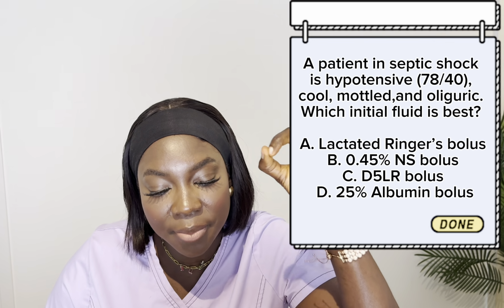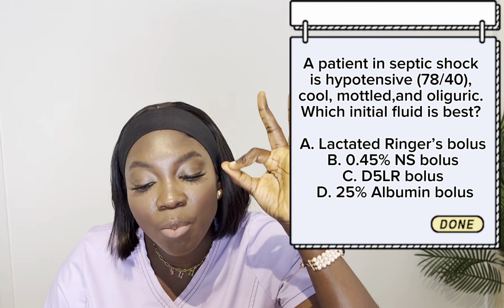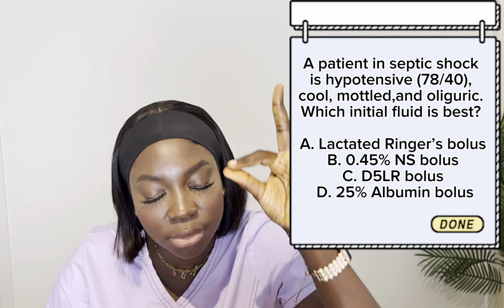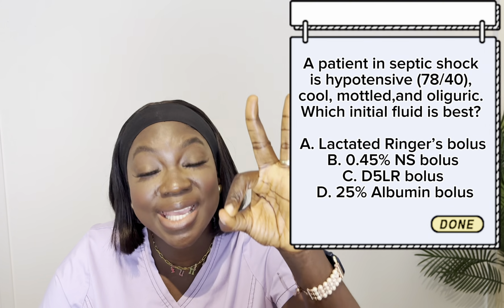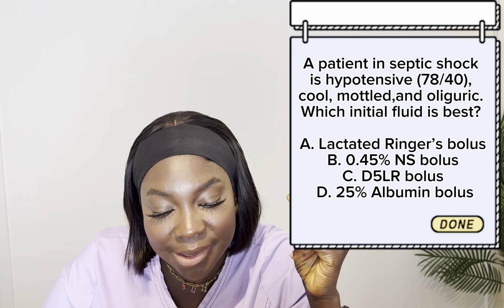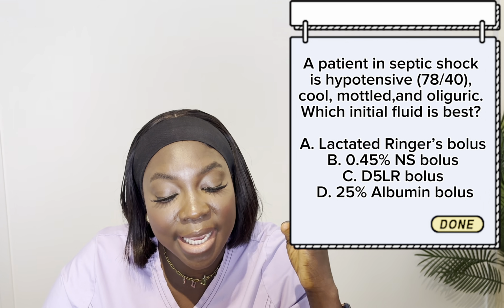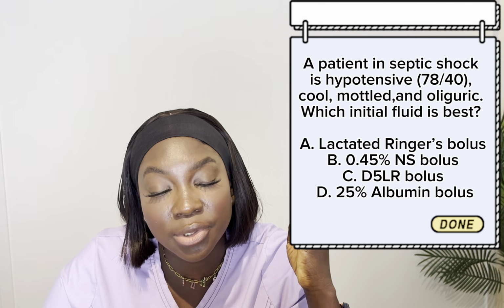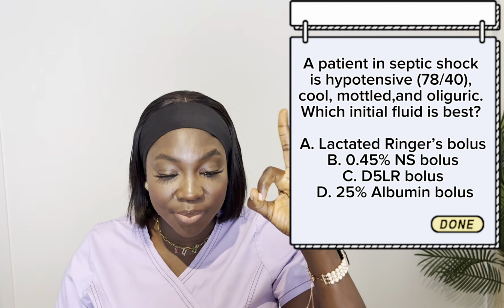A patient in septic shock is hypotensive, 78/40, cold-clammy and oliguric. Which initial fluid is best? A, lactated Ringer's bolus. B, 0.45 normal saline bolus. C, D5LR bolus. And D, 25% albumin bolus. Now the right answer is A, lactated Ringer's bolus. Now let me explain to you.